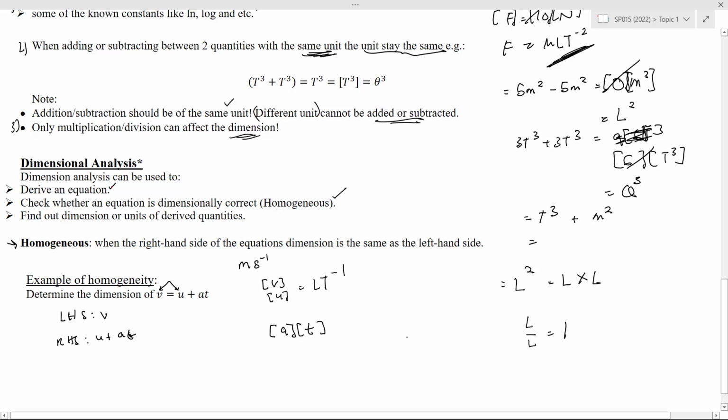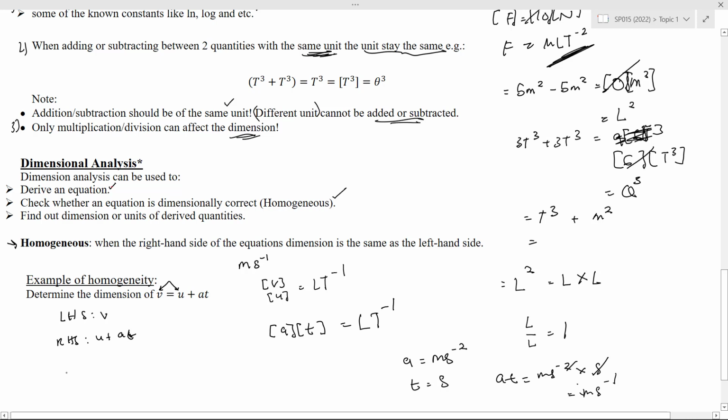What about the dimension of A and the dimension of T? Okay, so you should know that acceleration A SI unit adalah meter per second square. And the SI unit of time adalah second. So, AT sama dengan m s negative 2 darab s. So, the s cancel out menjadi m s negative 1. Okay, so the SI unit of AT adalah m s negative 1. M ni meter, dimension dia adalah apa? L. The dimension of s negative 1 adalah T negative 1.